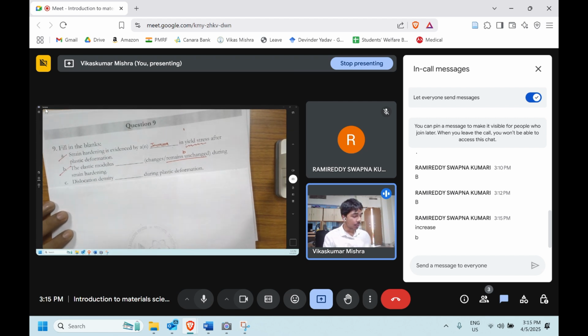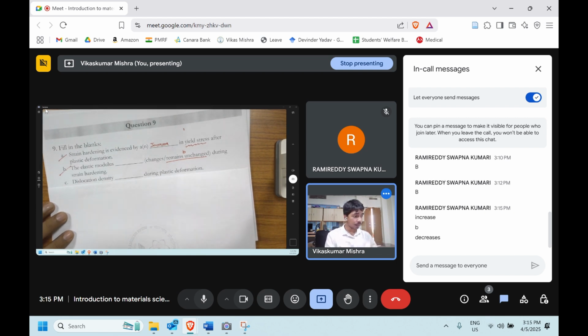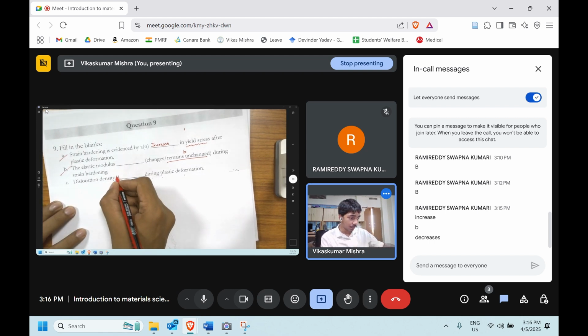C, dislocation density during the plastic deformation. Will it increase or will it decrease? Dislocation density during the plastic deformation, we have just now read about the Frank-Read source. So overall, if I do the plastic deformation, due to the presence of the Frank-Read source, the dislocation density will keep on increasing. So here it will be increasing.